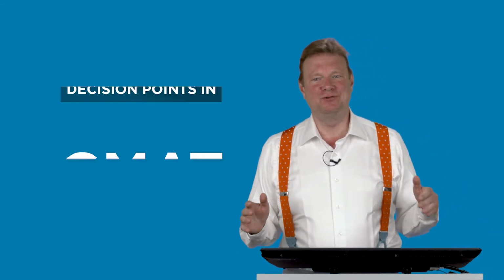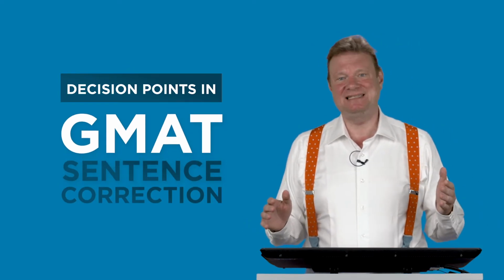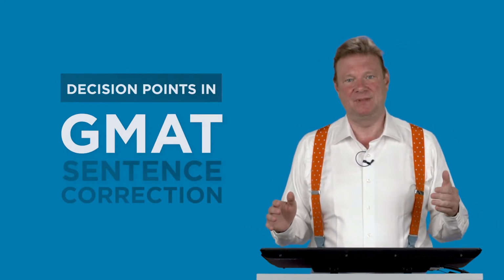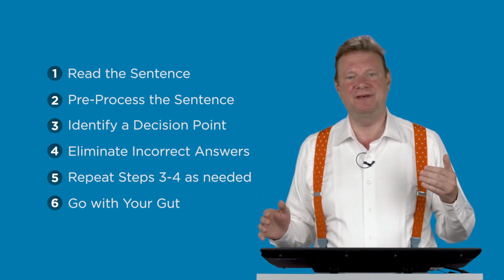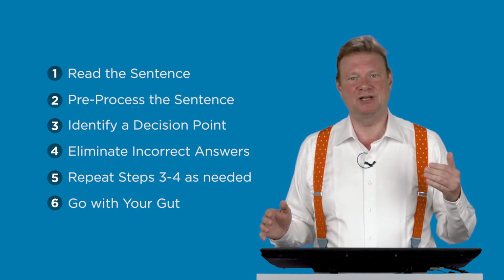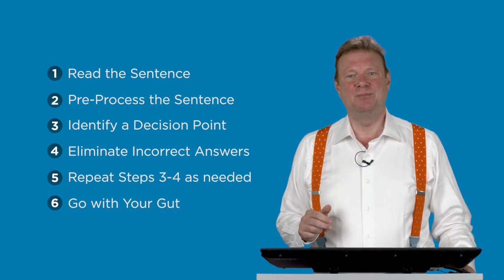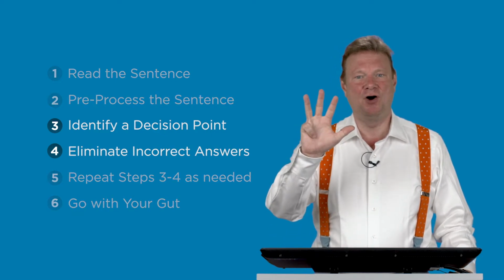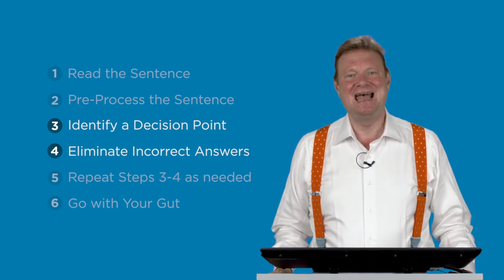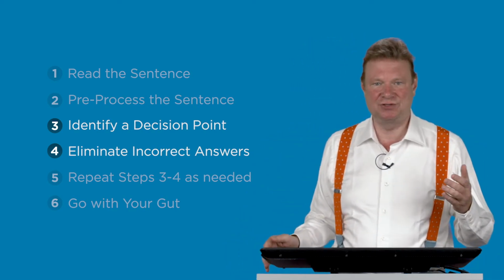Today we continue our explainer series on Manhattan Review's 6-step system to mastering sentence correction questions on the GMAT. As a quick reminder, these are the 6 steps of the full Manhattan Review method towards approaching GMAT sentence correction questions. In this video, we break down steps 3 and 4, identify decision points, and eliminate incorrect answers in sentence correction questions. If you want to see the overview of the method first or learn about the previous steps in detail, please find the links in the description below.